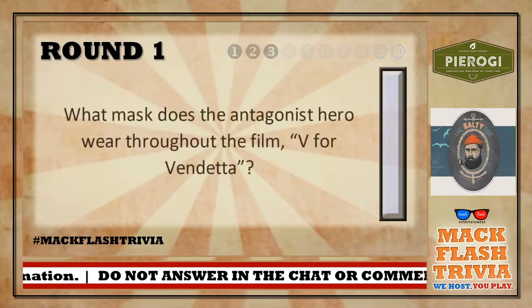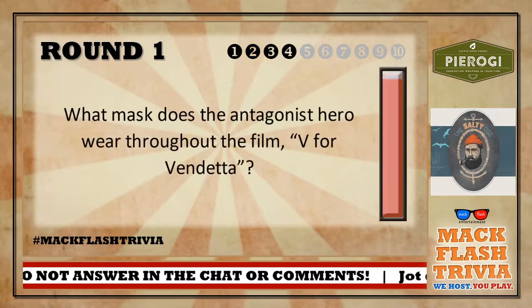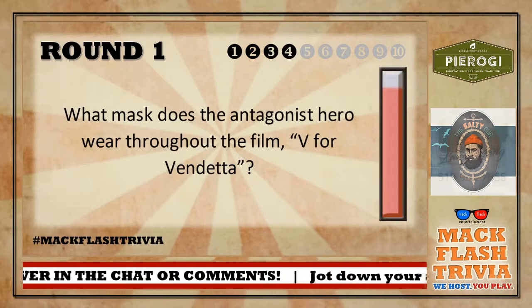Round one, question number four. What mask does the antagonist hero wear throughout the film V for Vendetta?